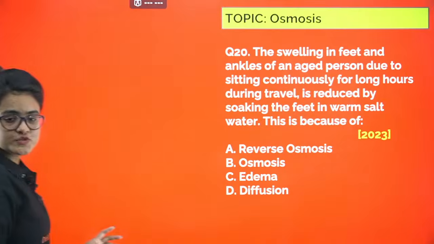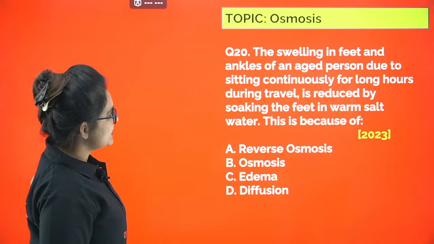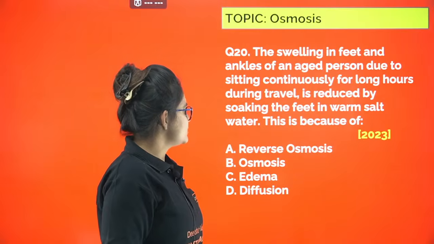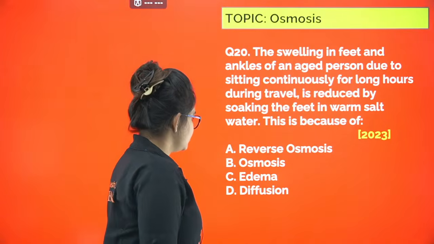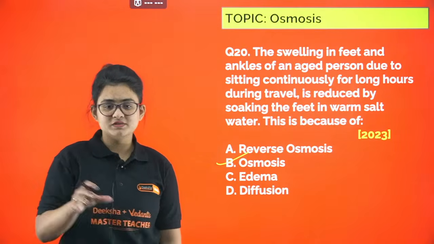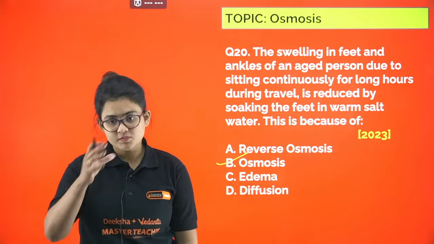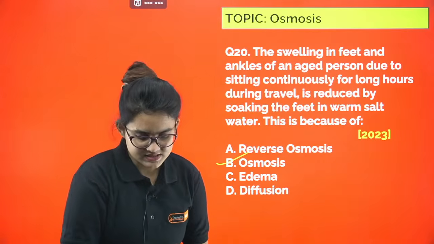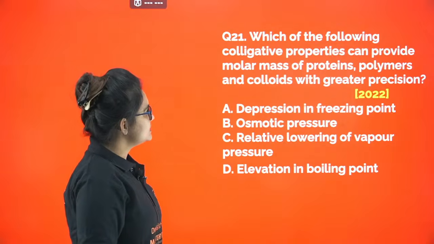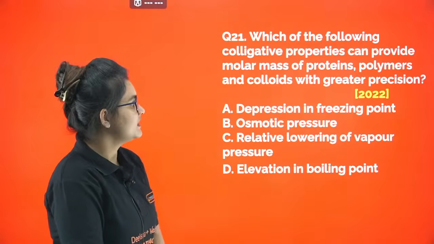Okay, so this is from osmosis. Here you can see the swelling in feet and ankles of an aged person due to sitting continuously for a long hour during travel is reduced by soaking the feet in warm water. So this is because of osmosis. I have seen people marking it as edema. Edema is the name of the disease, the name of the condition. But why is this happening? Because of osmosis. Okay, don't make mistakes here. Next question: which of the following colligative properties can provide molar mass of proteins, polymers and colloids with greater precision?